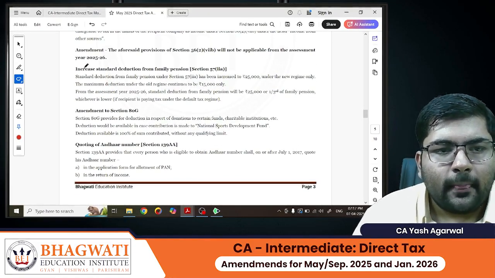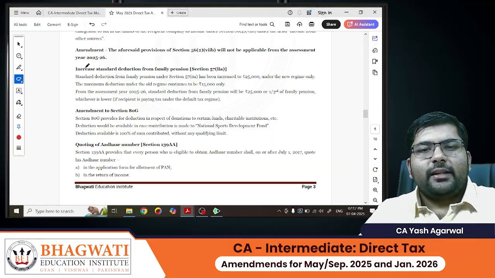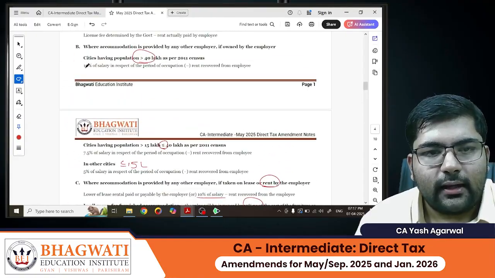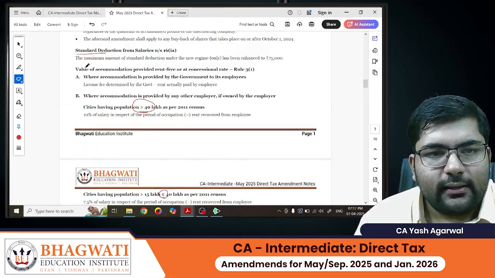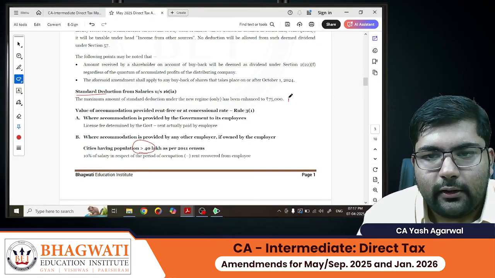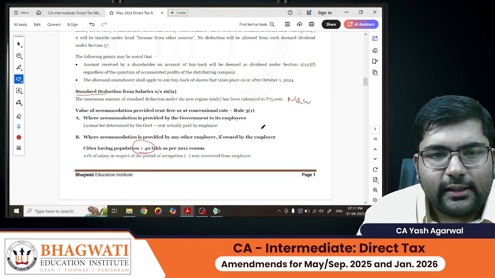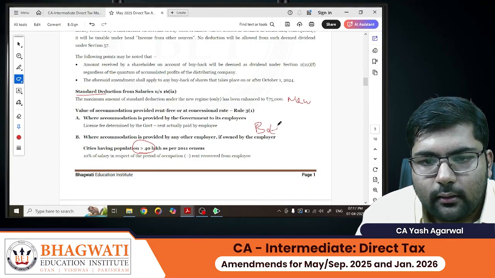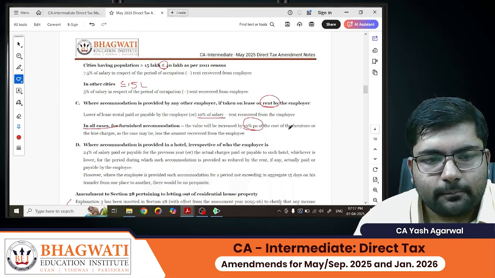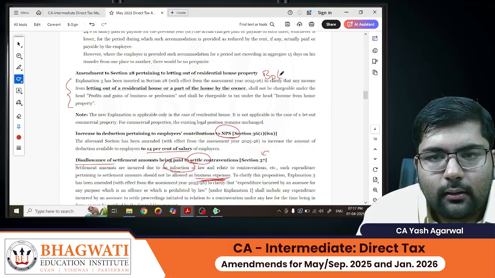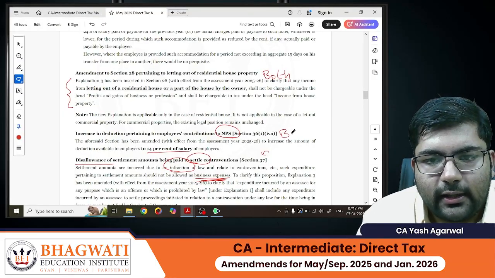Okay, increase in standard deduction from family pension. Let me just tell you a few things regarding the regime once more. This change for standard deduction under salaries was only for the new regime. The change in valuation of rent free accommodation is for both regimes. Amendment to section 28 is for both regimes. This one is also for both regimes.